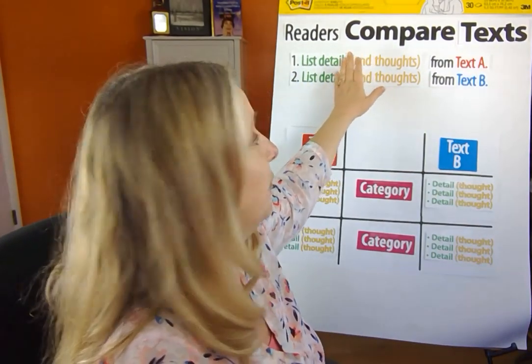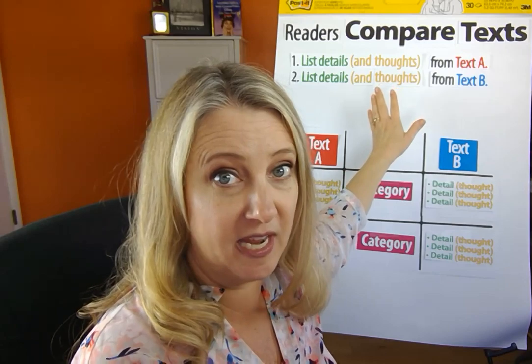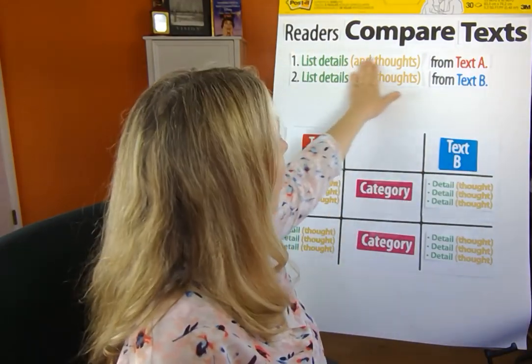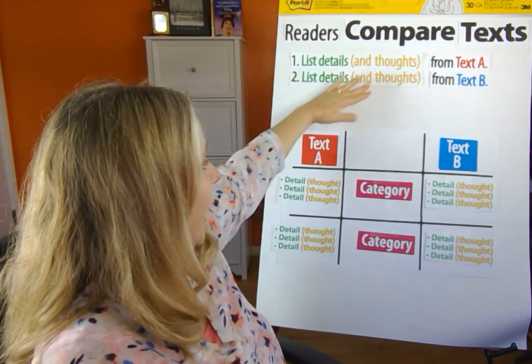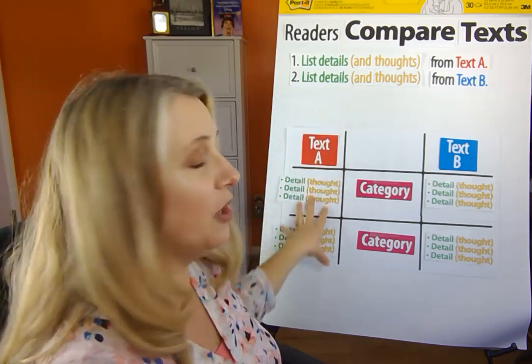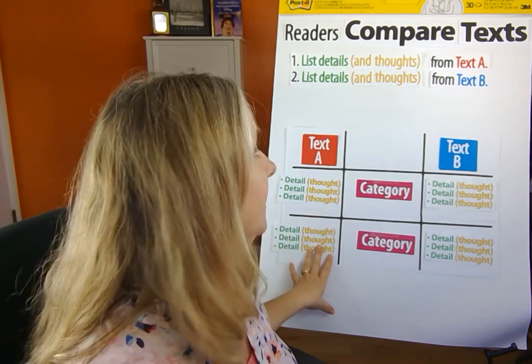We are going to look for places that they're similar or the same. But there's an order in which we have to go about doing this. We have to list the details from our reading voice, the details in the text, and then we can also list some of our thinking voice thoughts that we might be having as well. We do all of this from the first text, text A. And we use our T-chart to help us organize the information. So all of text A, the details and thoughts, would go here on the left-hand side.